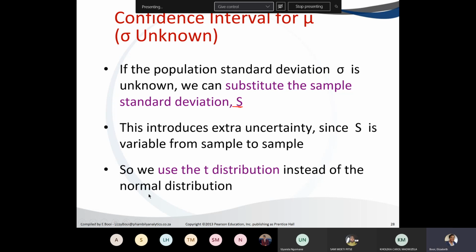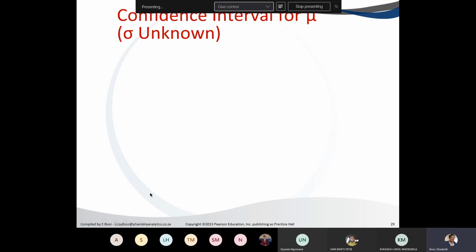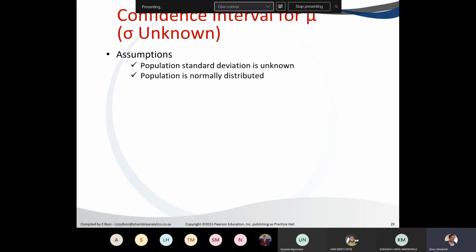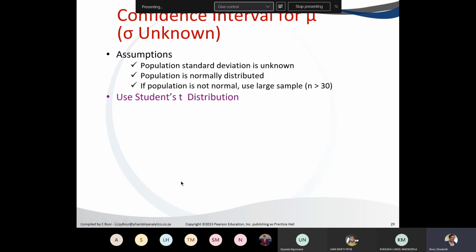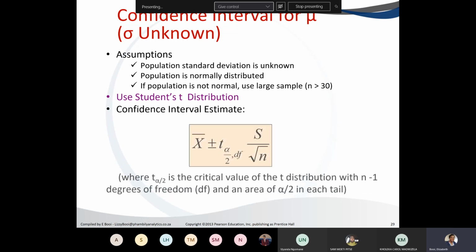And for that, we're going to use the T table, which we call the T distribution as well. So the following assumptions need to be met. Some of them I've just said. The population standard deviation will be unknown, but the population needs to be normally distributed. And if the population is not normal, the sample size needs to be big, so that we remove those uncertainties within the data set as well. And then we're going to use the T distribution, which is the T table, to go find our critical value.